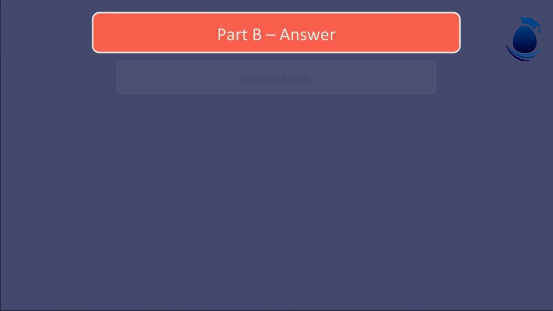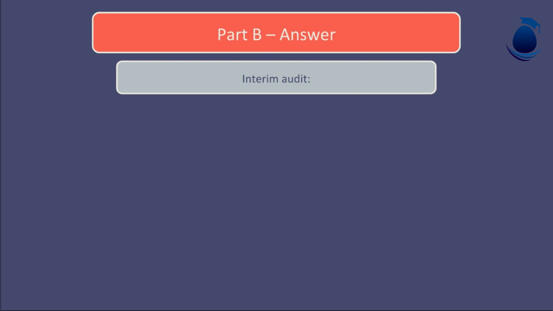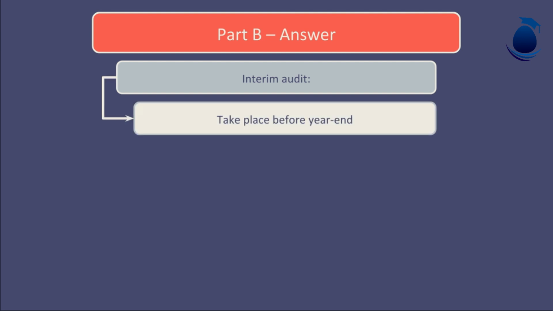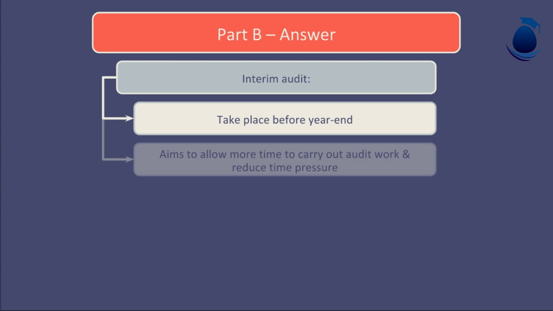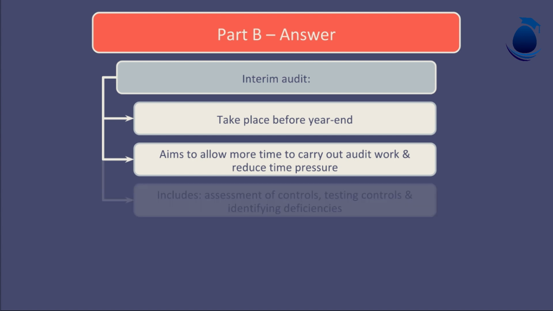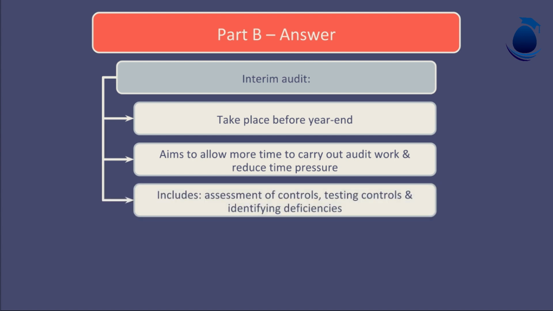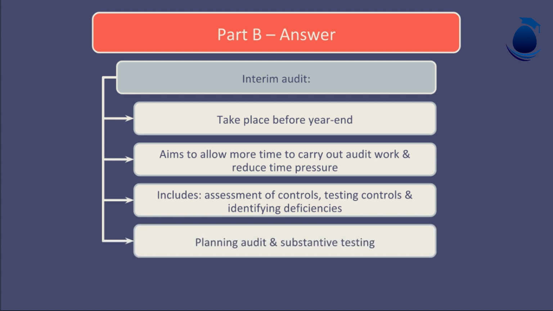Points you could raise about an interim audit include the following. Interim audits will take place before the year end. Their key aim is to allow more time to carry out the audit work and reduce time pressure during the audit. The work that can be carried out in an interim includes the assessment of current control systems. They can test controls and assess for deficiencies as they are at a client during the year of the audit. Planning work and substantive audit procedures on the statement of profit and loss balances can also be carried out.